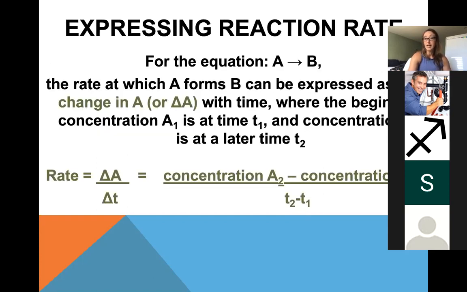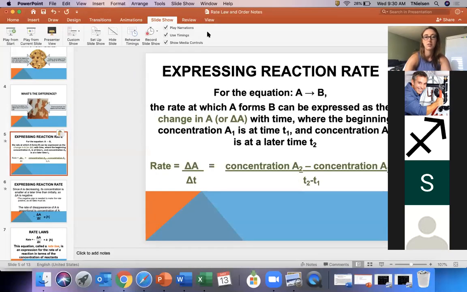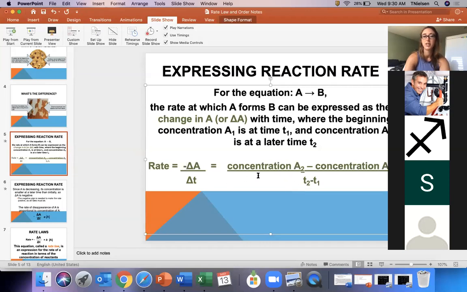I don't know if I went a little too fast. You could also look at it in terms of, and by the way, this should actually be a negative value, because if A, I'm going to change this real quickly here. If A is a reactant, it's going to be used up, right? So that concentration is going to be decreasing, but rate is always a positive value. So by making this negative, it'll actually turn rate into a positive value.